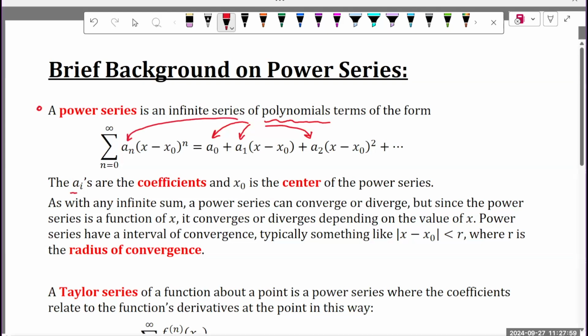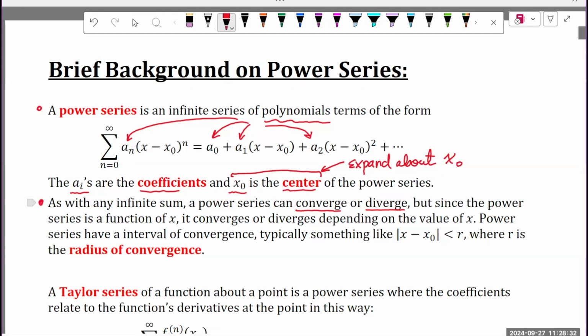So the a sub n's or a sub i's are the coefficients, and the x naught is the center of the power series. So when we talk about expanding about a point, that is what we mean. We mean making x naught the point of expansion. Now, as with any infinite sum, the series can converge or diverge, and don't worry, we're not going to get too much into figuring out how to test convergence or divergence. For that, we need to go to a different class. But we do need to be aware of the issues of convergence and divergence.